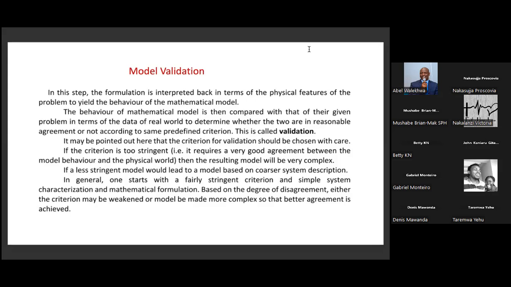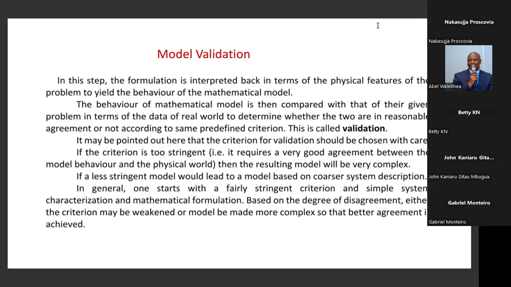If the criterion is too stringent, that is, if it requires a very good agreement between the model behavior and the physical world, then the resulting model will be very complex. If you need your model to be as close as possible to the real world, then you're going to add in a lot of factors in your model. If the criterion is less stringent, then you need a model based on a coarser system description. And in general, you have to start with a fairly stringent criterion, and then you simplify.